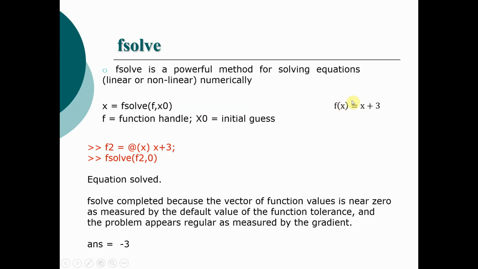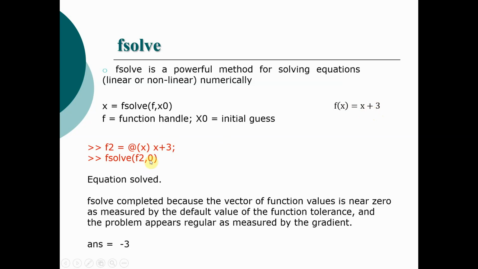But if we want to find the zero crossing of this function, you just have to provide a function handle. Like here, this is a function handle. We just say that f2 or f, whatever you want to name it, is going to be a function of x, at sign x, x plus 3. That's basically, again, the term that we want to find the zero crossing. This is our function, and then we just say that we want to solve this numerically. This is the function handle, and this is our initial guess.